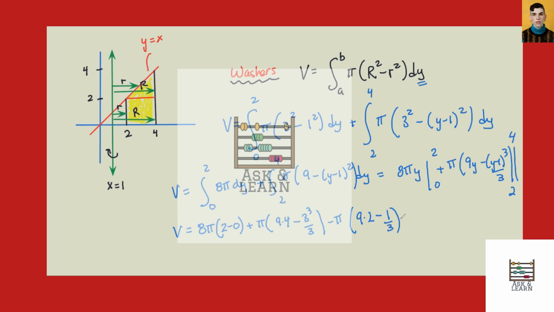Okay, so there's some fraction cleanup to do. When you do the fraction cleanup, you end up with 76 over 3 pi. So the volume by washers is 76 pi over 3. And if you're using your calculator to get the integral, it's 79.587. Okay, hopefully that helped.